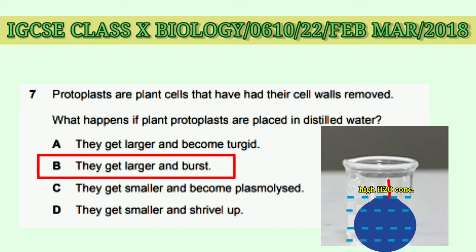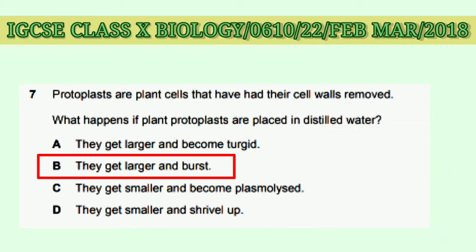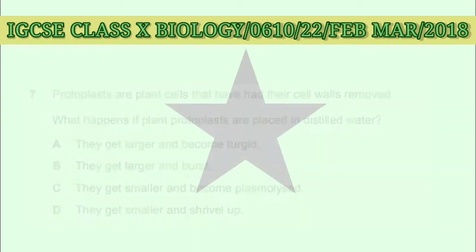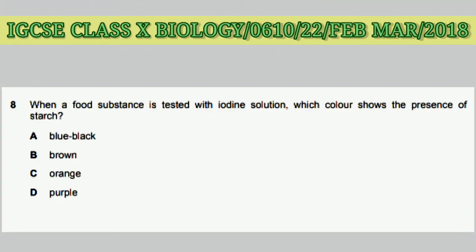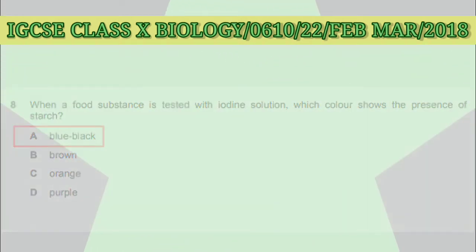Cell will become larger and it will burst. So correct answer is option B. They get larger and burst. Eighth question. When a food substance is tested with iodine solution, which color shows the presence of starch? Color blue-black shows the presence of starch. So option A is the correct answer.